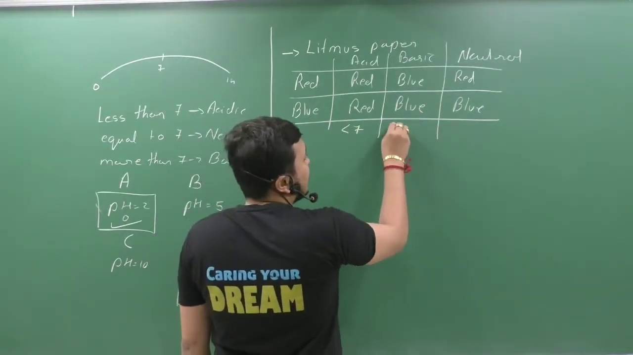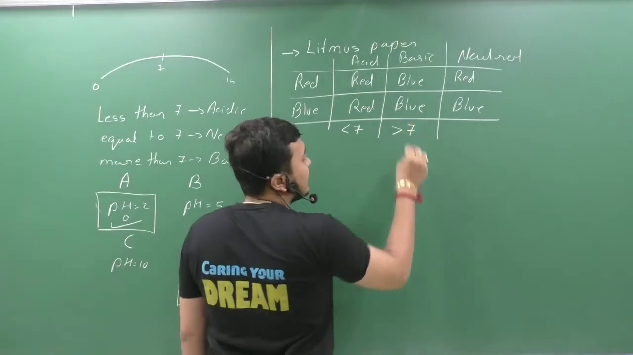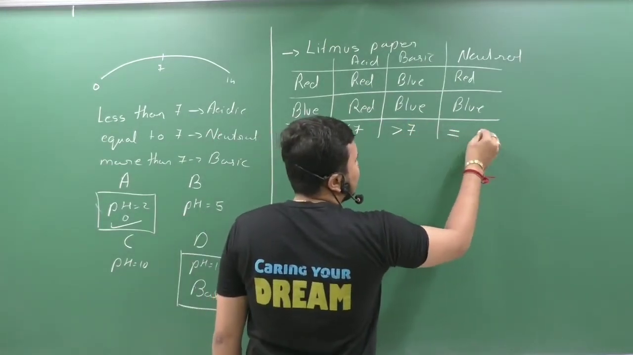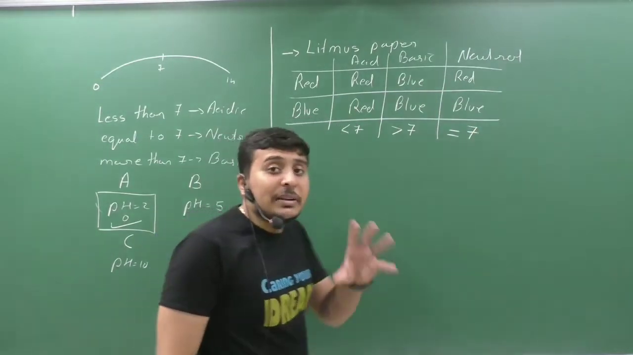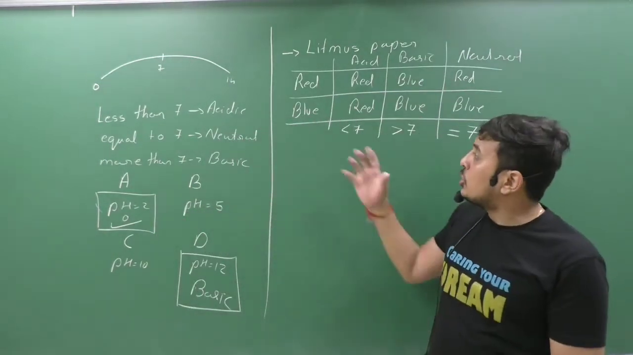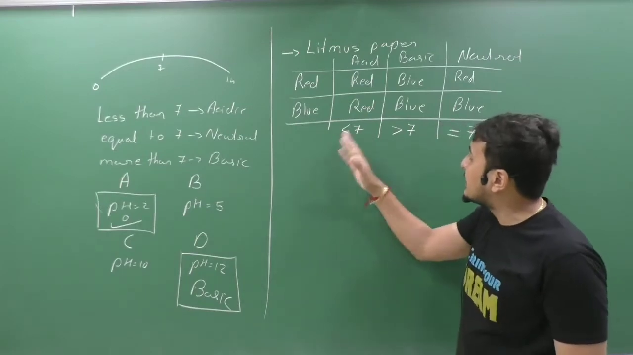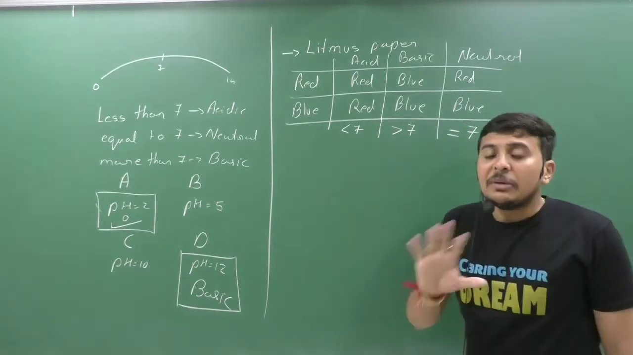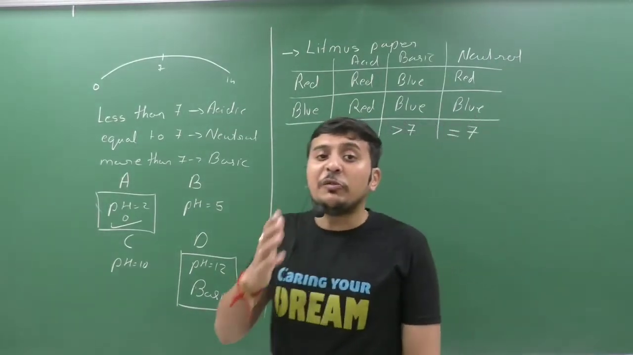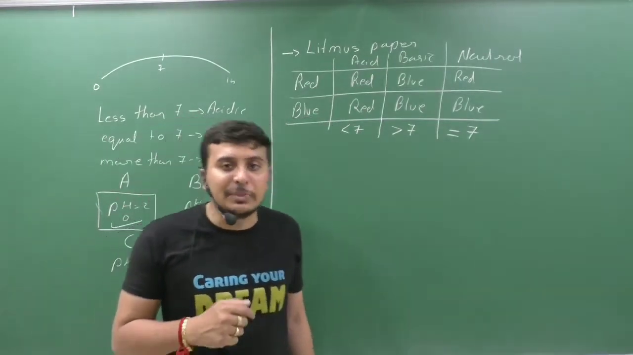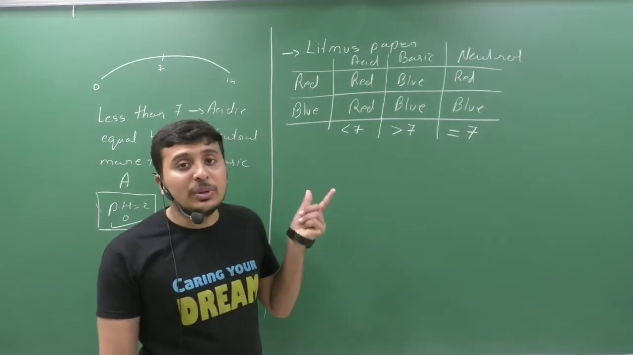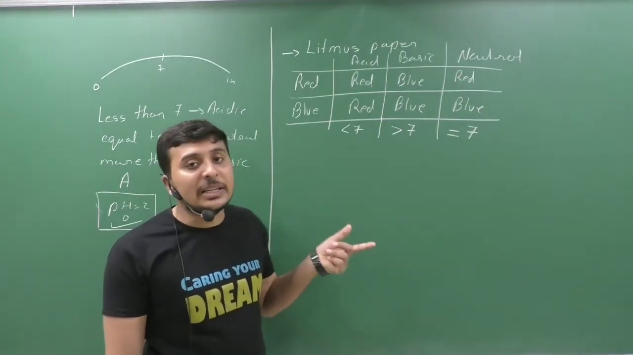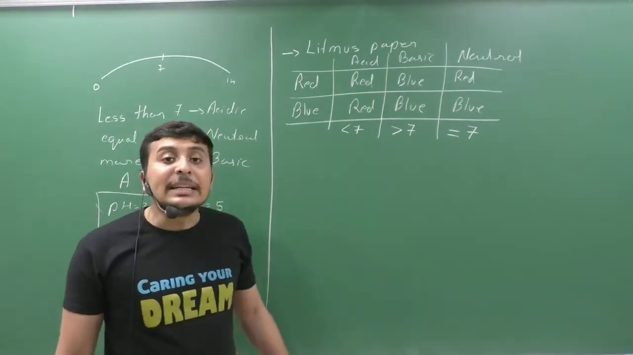We can say here the solution has pH greater than 7, and here the solution has pH equal to 7. So by using the litmus paper, we can know whether the pH of the solution is less than 7, greater than 7, or equal to 7. But we cannot get an exact value of the pH of any solution by using litmus paper.